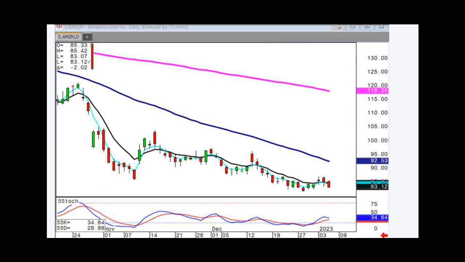Amazon. Early entry for dumpling top turnover. Now that it closed below the T-line.